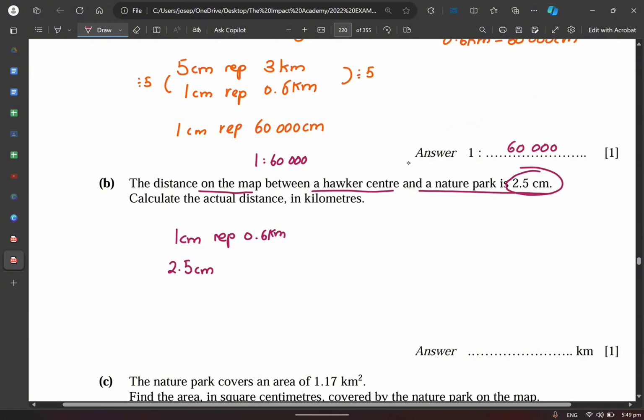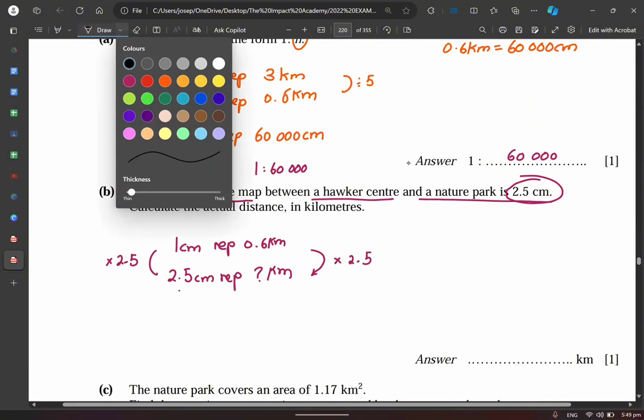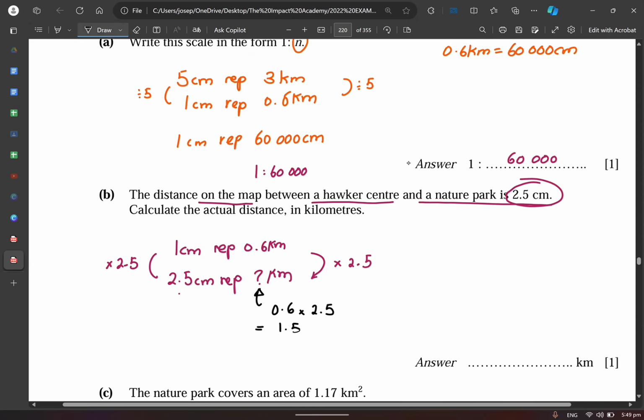What they're trying to ask you is, 2.5 cm represents how many kilometers? So you just ask yourself, how do I get from 1 to 2.5? You just times 2.5. When I do something to the left, I must do something to my right. So I will be able to get this question mark. 0.6 times 2.5 gets me to 1.5 kilometers.